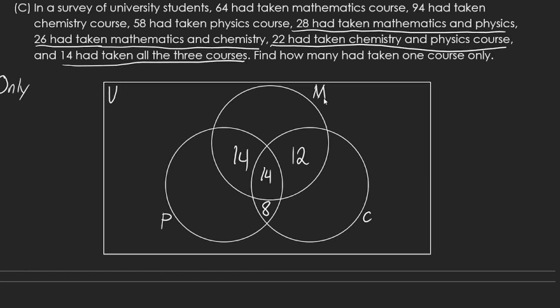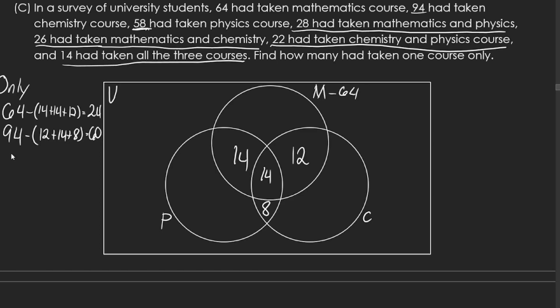In the mathematics course, there's 64 of them. 64, take away those who are taking other subjects also, and we have 24. In the chemistry course, we have 94. 94, take away those who are taking other courses also, and we have 60. Lastly, we have those who are taking physics course, 58. Take away those who are doing other courses, and we have 22.